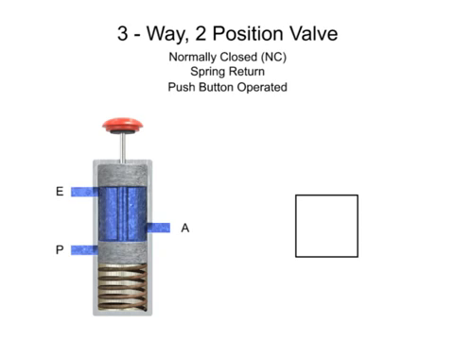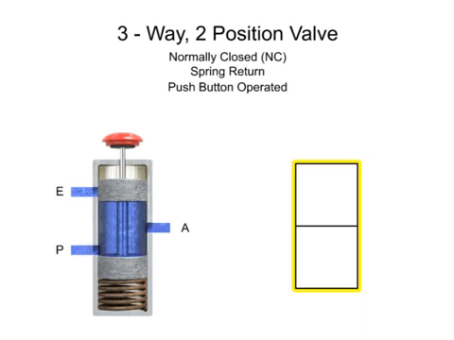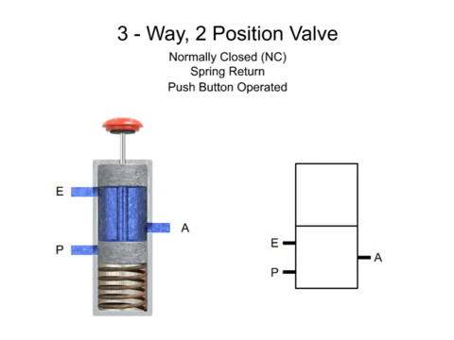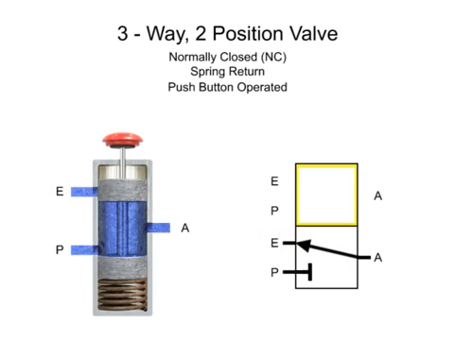The most important applications in fluid power for three-way valves are for directional control. Here we have a typical three-way valve with 2 operating positions. This valve has an inlet port P, exhaust port E, and output port A. In its normal position, inlet port P is blocked and outlet port A is connected to exhaust port E. The second position allows fluid to flow from the pressure port P to outlet port A and blocks exhaust port E. The valve is also spring return and push button operated.